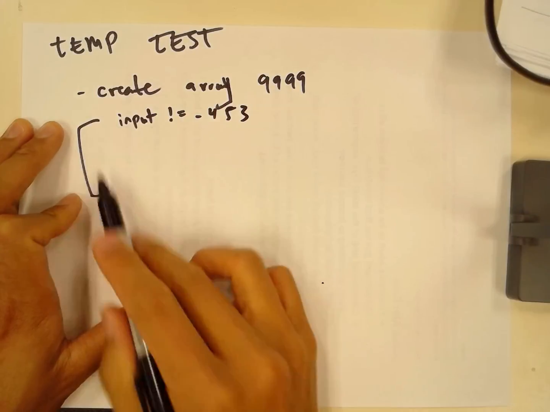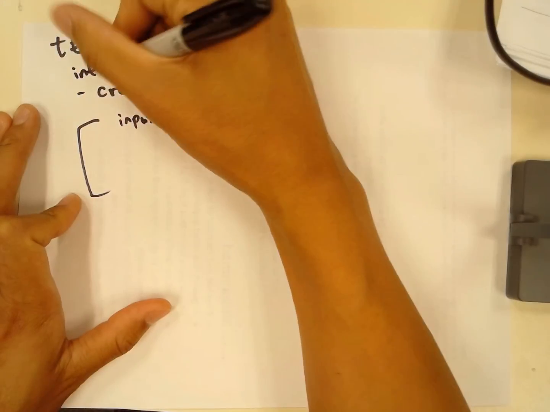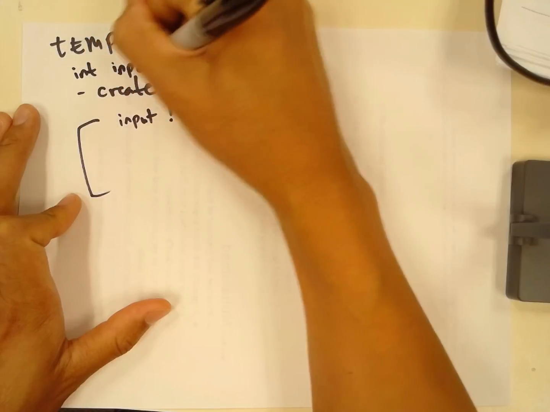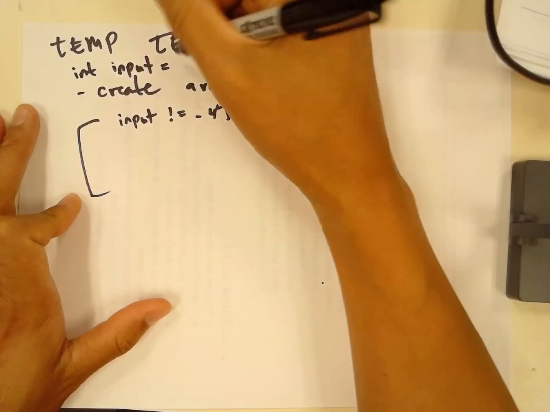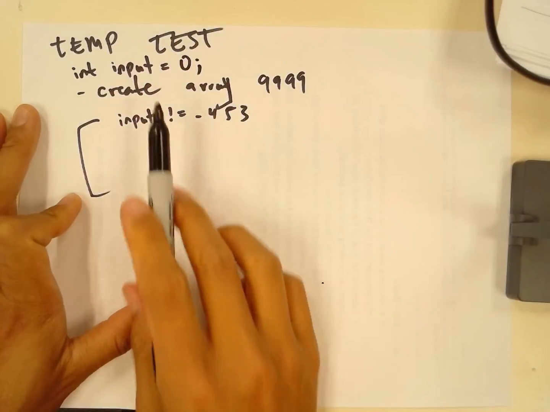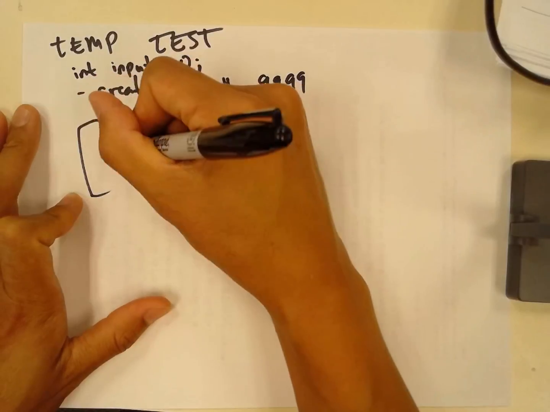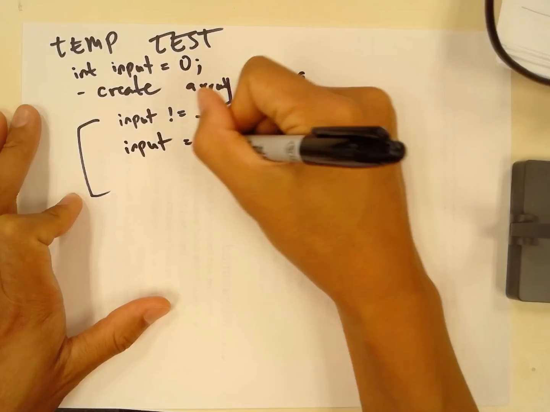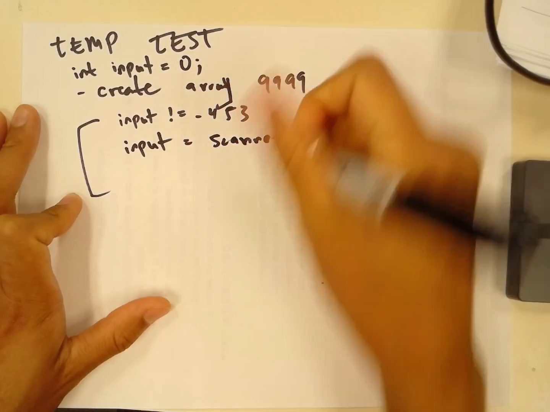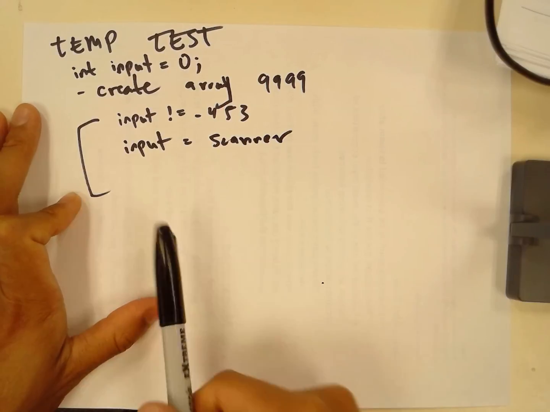Since this is going to be a while loop, we need to create our int input variable to be equal to a value where this statement is true, so we can make it equal to 0, and then it's going to enter into the while loop the very first time. The input is going to be equal to the scanner from the user.